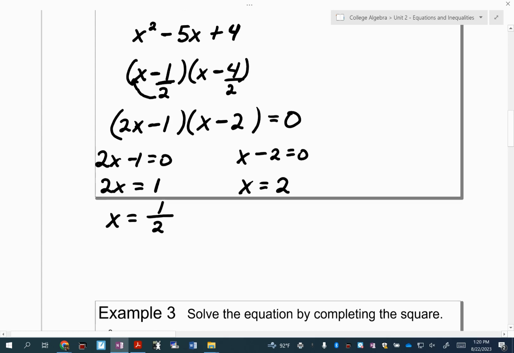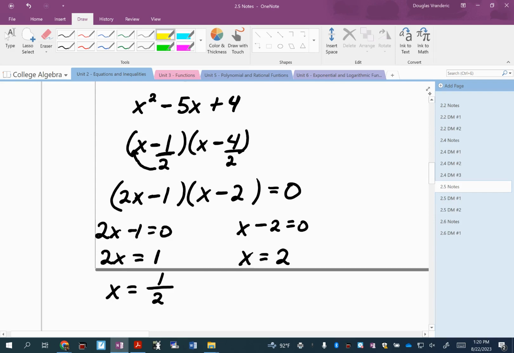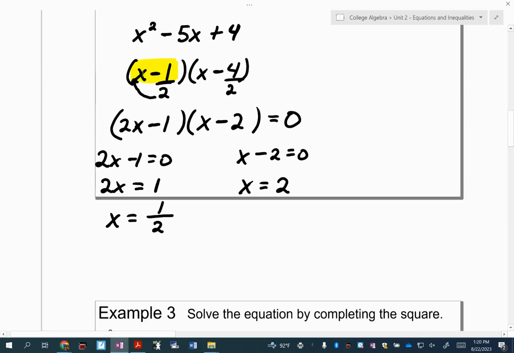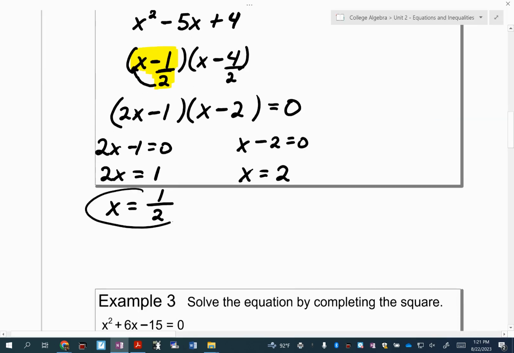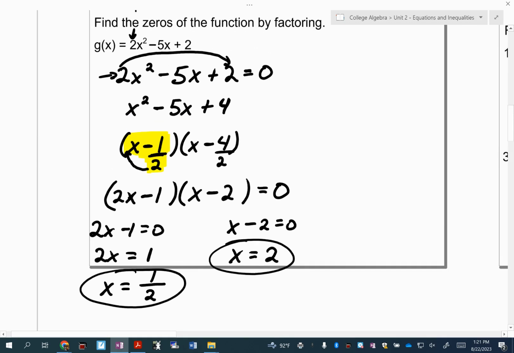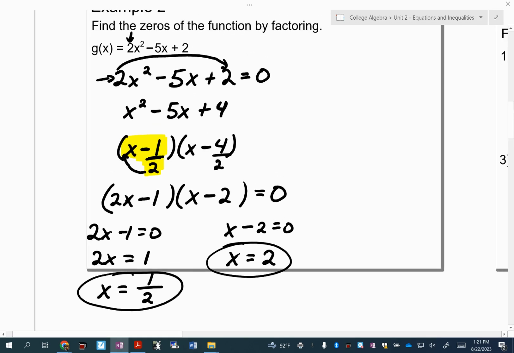What a lot of students will start to see is that we actually already knew that before we did the bottoms up part, right? That was right here, x minus 1/2, telling us that one of our solutions would be positive 1/2. So these are the two solutions using a different way to factor when the number in front of x squared is not 1.